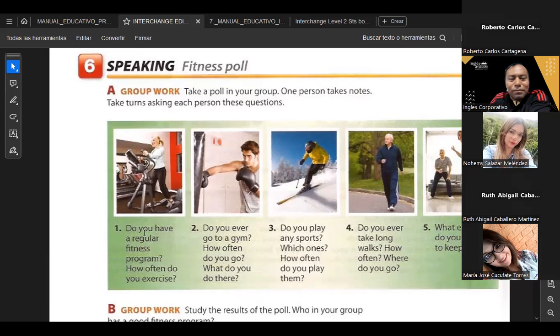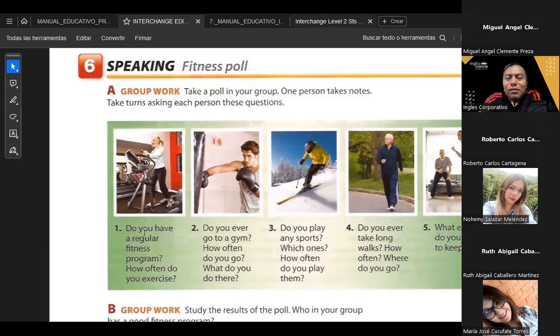Do you have a regular fitness program? How often do you exercise? How often do you exercise, right? Okay, excellent, very good. The number two, can you help me to read, please, Noemi? Do you ever go to a gym? How often do you go? What do you do there? What do you do there, right?